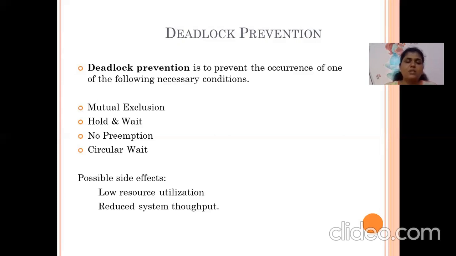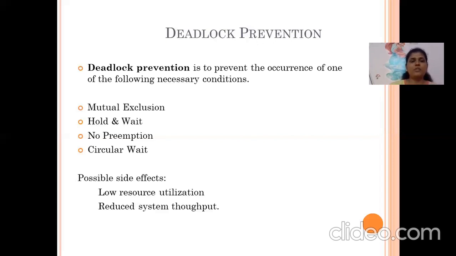That is, the resources are utilized less and the system's throughput will be reduced. We have discussed what is meant by throughput. Throughput is nothing but the number of processes executed per unit time by that system. So this is also reduced if we make any one condition false.